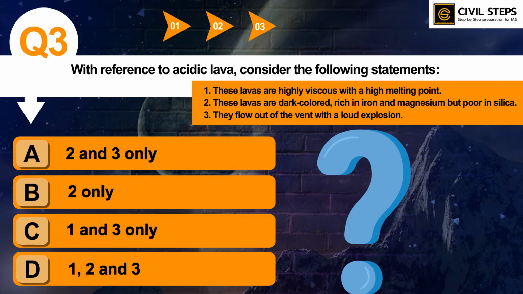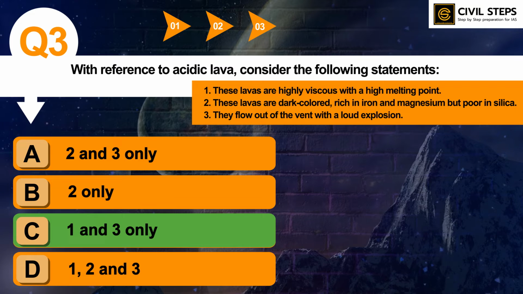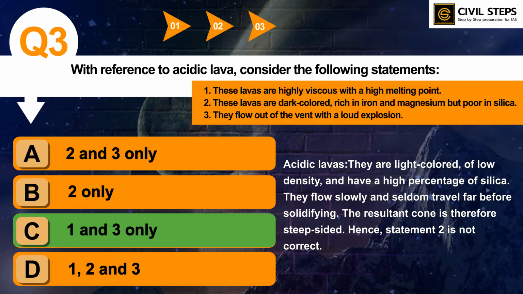The correct answer of this question is option C 1 and 3 only. Acidic lavas are light colored, of low density and have a high percentage of silica. They flow slowly and seldom travel far before solidifying. The resultant cone is therefore steep sided, hence statement 2 is not correct, while statements 1 and 3 are correct. So you can read about lava in a detailed manner from standard sources. This is all about question number 3.